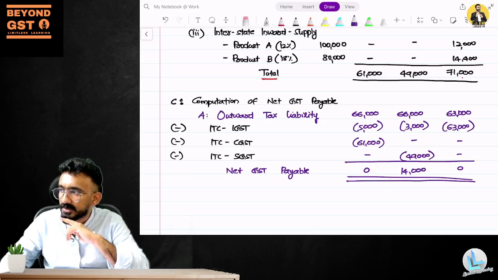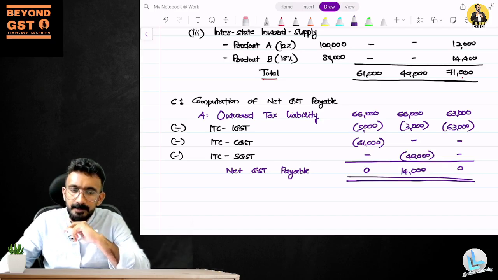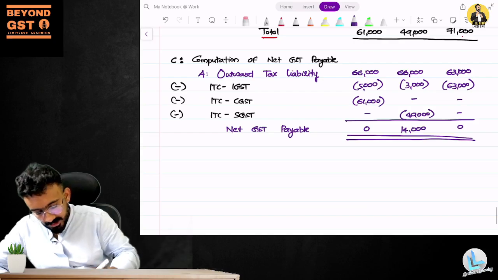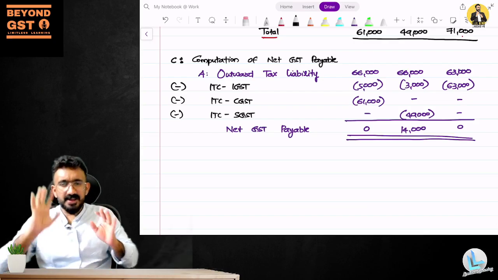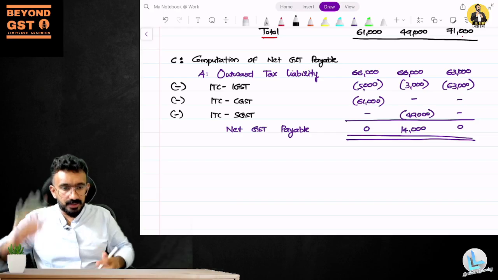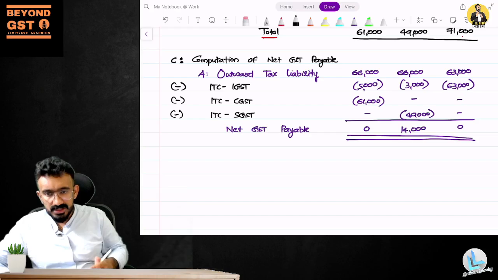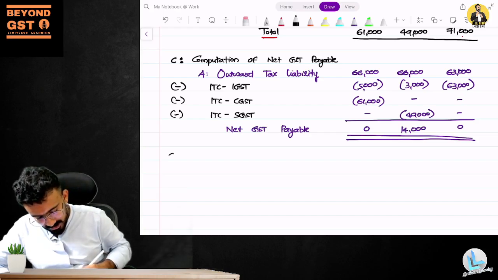Are you guys understanding this? Now I need to write working notes. This is a very straightforward question. Even then, I need to write working notes. What if this question is only testing your ability to do the set off? Then your working note should be like this.